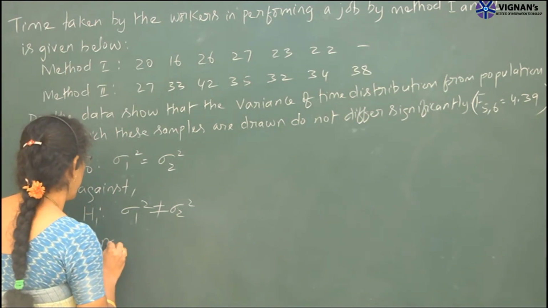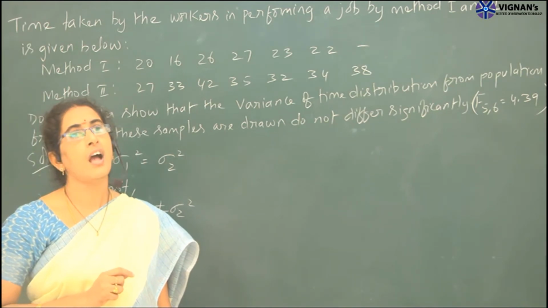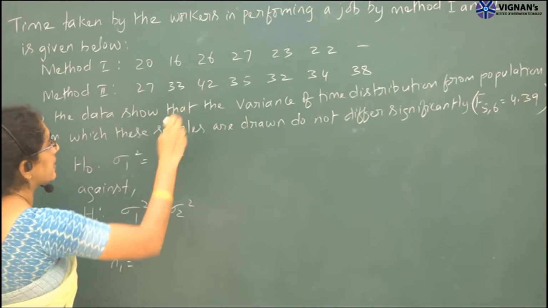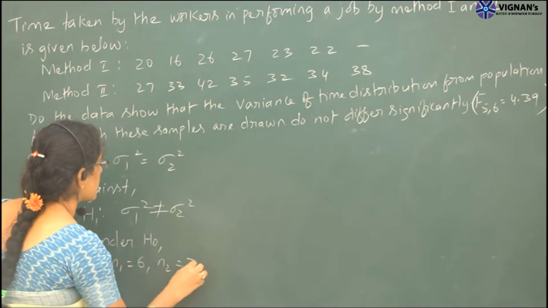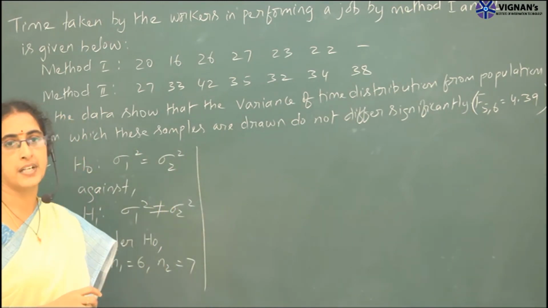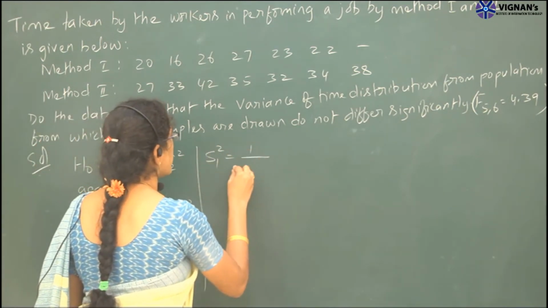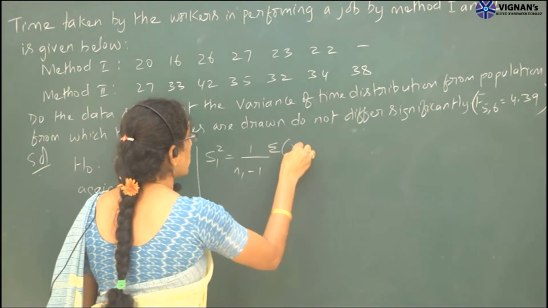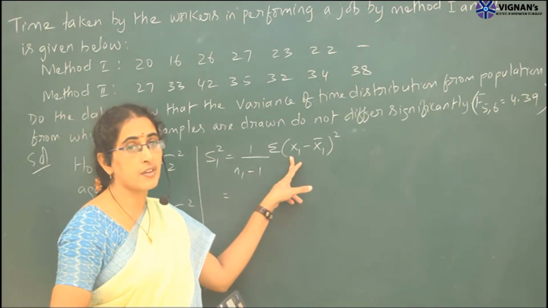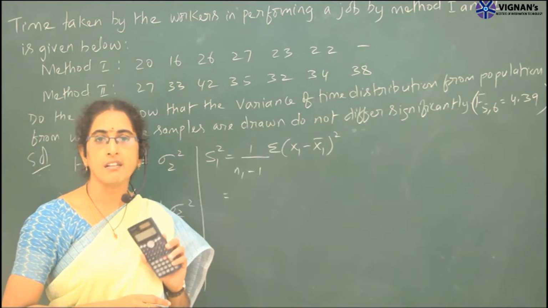Then under the null hypothesis, first we have to obtain the values of capital S1 square and capital S2 square. Regarding the first sample, the size n1 is 6 and for the second sample the size is 7. We know the formula for capital S1 square as 1 by n1 minus 1 summation of x1 minus x1 bar whole square. Instead of using this, we can directly obtain the value of capital S1 square using the calci under regression linear mode.